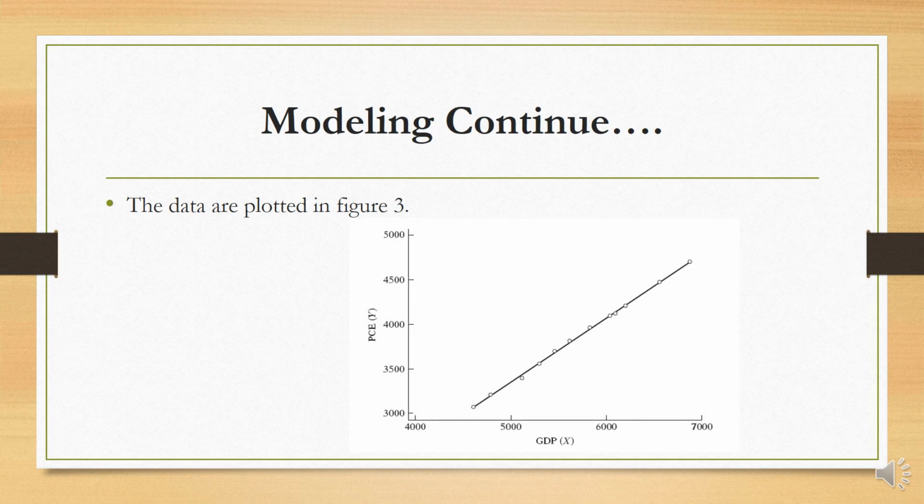The data are plotted in figure 3. Here are the data points, GDP and personal consumption expenditure. The straight line shows the positive relationship between income and consumption.